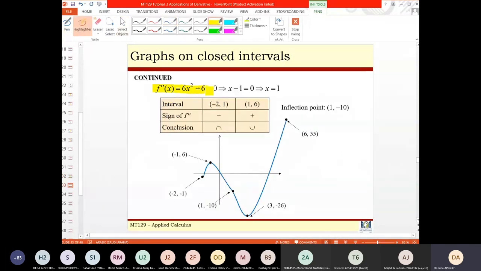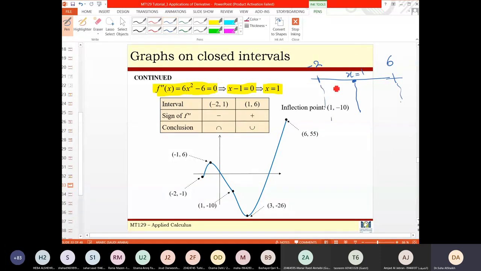So it is solved here. This is f double dash. It is 6x squared minus 6. Let it equal to 0. This will give you that x minus 1 equal to 0, so x equal to 1. So I have 1 point, which is x equal to 1. Now I study the sign of f double dash because I'm studying the concavity. So this is x equal 1. I cut the number line. Don't forget, in here we start from minus 2 and here we are ending at 6.